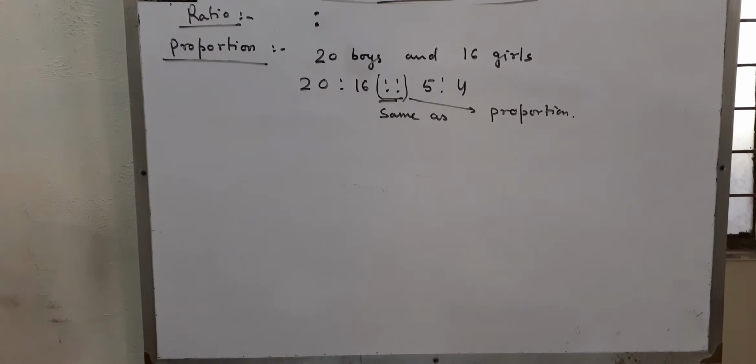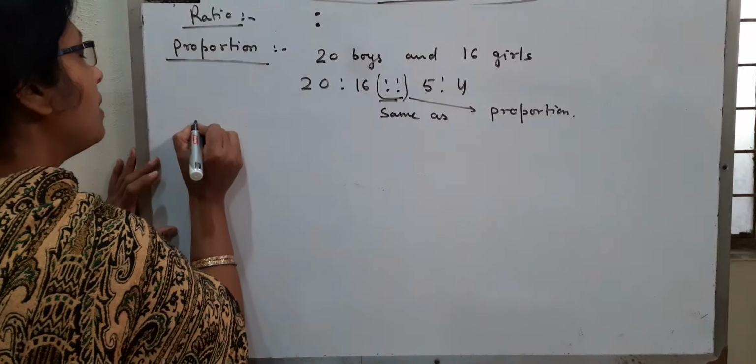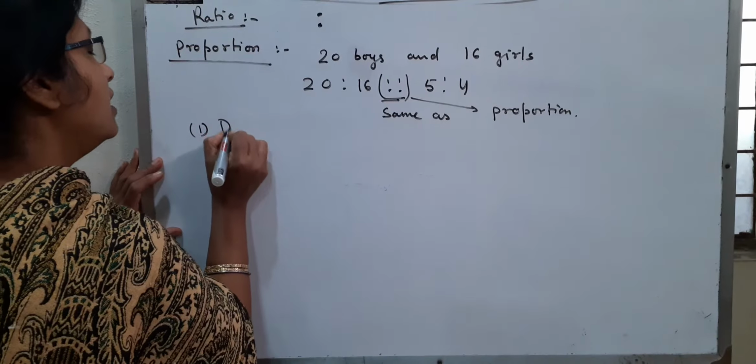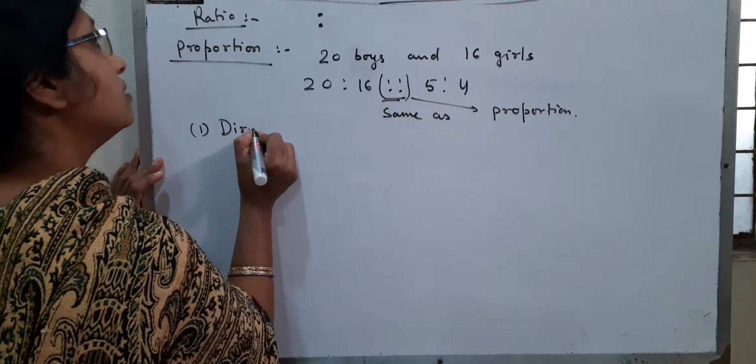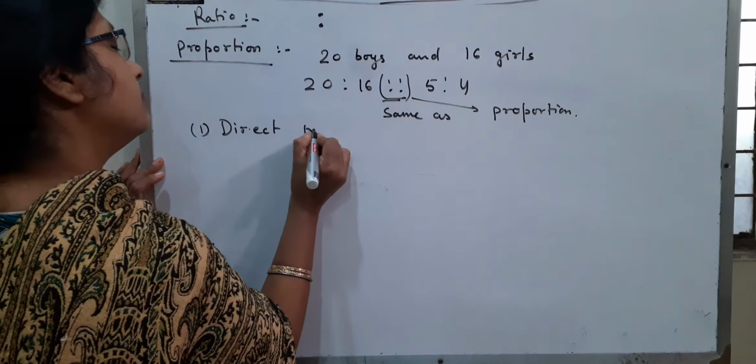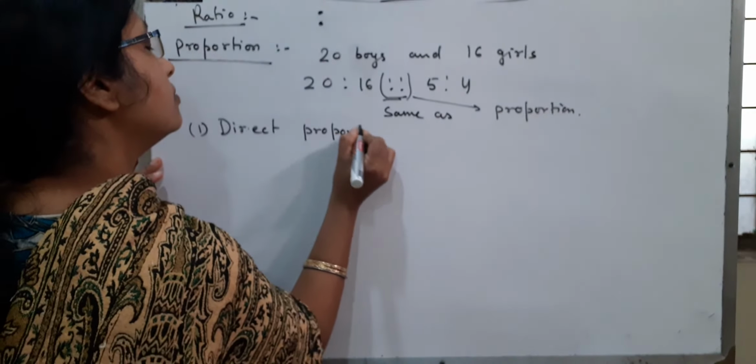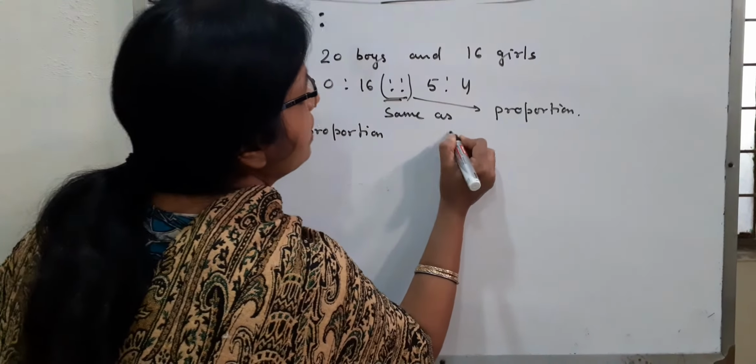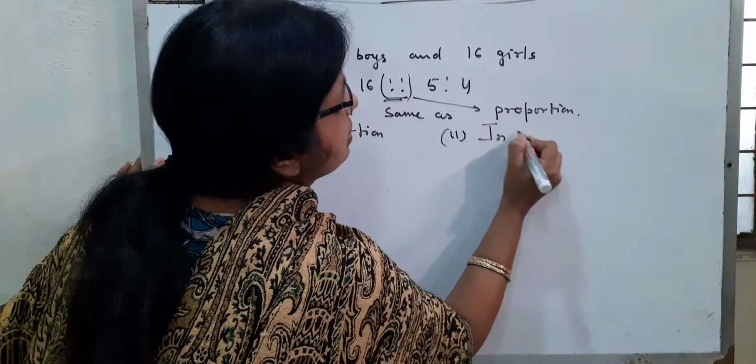Then, proportion we divide into two types. First is direct proportion, and second is indirect proportion.